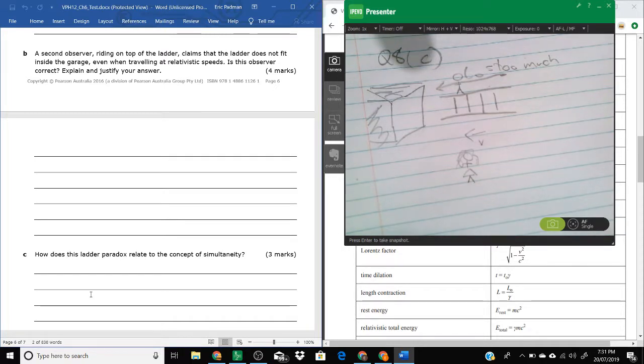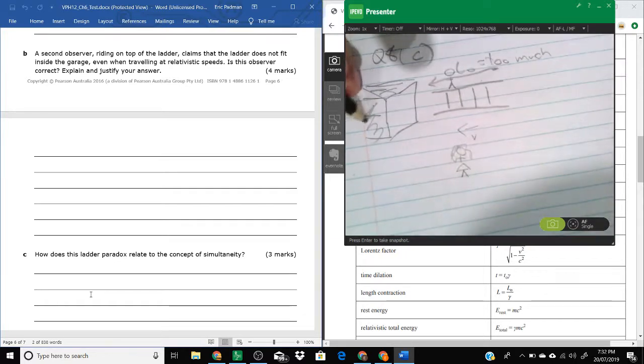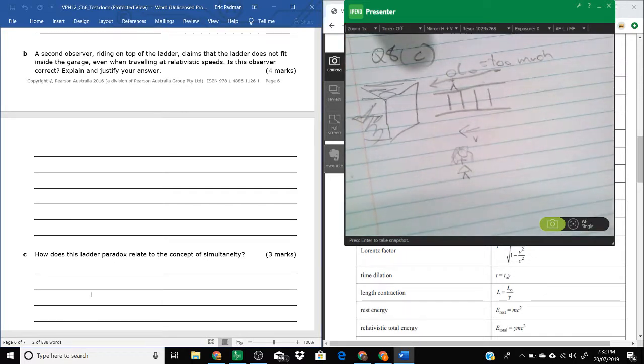Yes, the second observer is correct. In his frame of reference, the garage is too short to house the ladder completely. He will see the front of the ladder begin to emerge from the garage before the other end has entered the garage. From this observer, the length of the garage has contracted. Yes, that's correct. So the garage has contracted, and it is far too short to house the ladder completely.